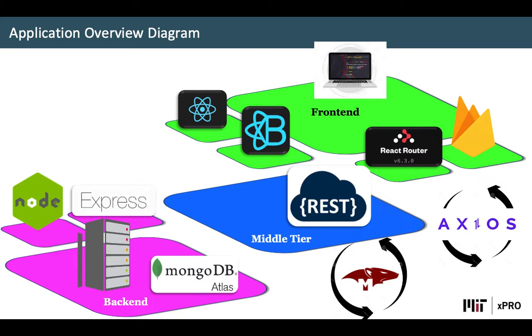In the middle tier, I used the software architecture REST to make the data exchange between the client and the server. And finally, for the backend, I used Node Express for the server, and the database is MongoDB Atlas. To communicate between the middle and front tiers, I used Axios, and for the backend, I used Mongoose to establish the connection between the server and the database.